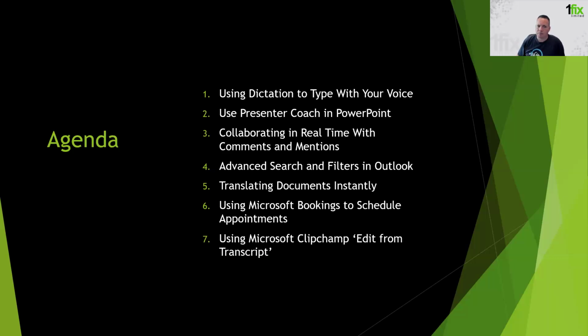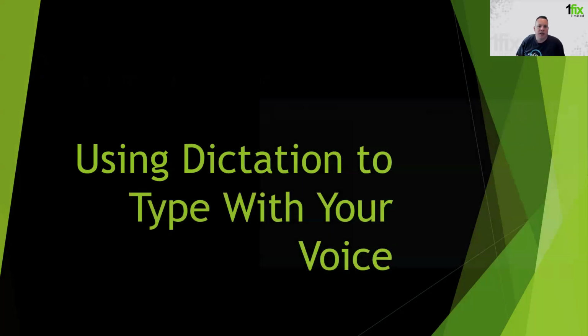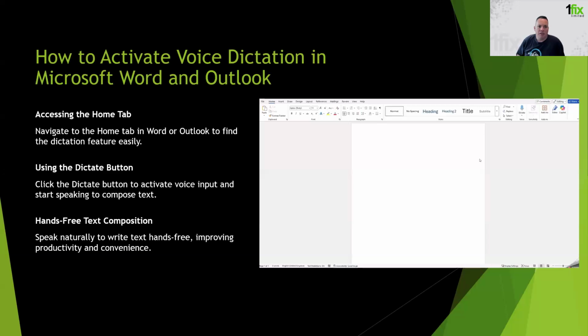So let's get started. Using dictation to type with your voice. This is available in Microsoft Word and in Microsoft Outlook, and it is a method you can use to essentially talk to your computer and have it dictate for you. If you've been using computers for a while, you're probably familiar with the good old days where you could have a headset and use a piece of software such as Dragon, and you could talk to the computer and it would type out what you're saying, and it would be a bit useless. Actually, it wasn't always terribly good.